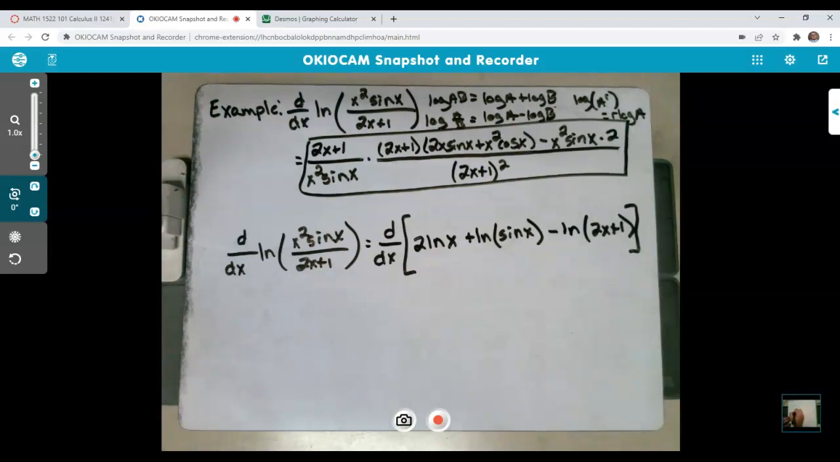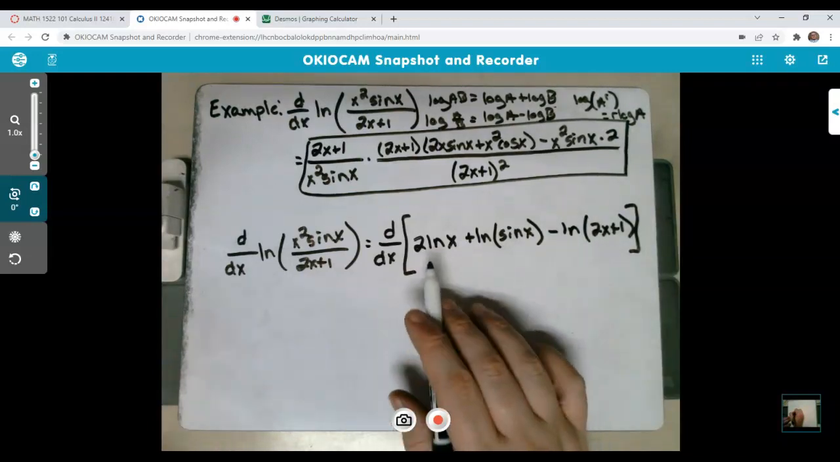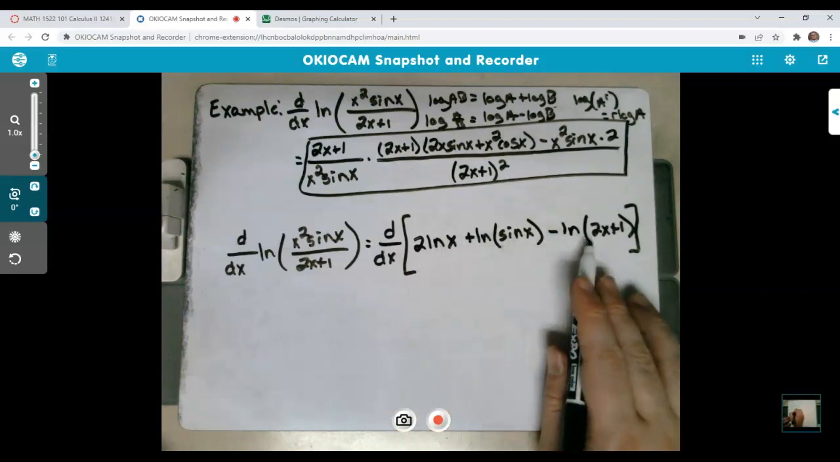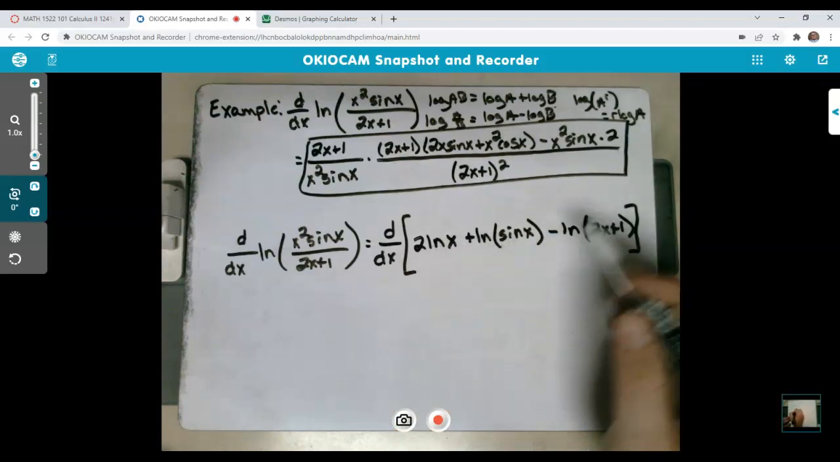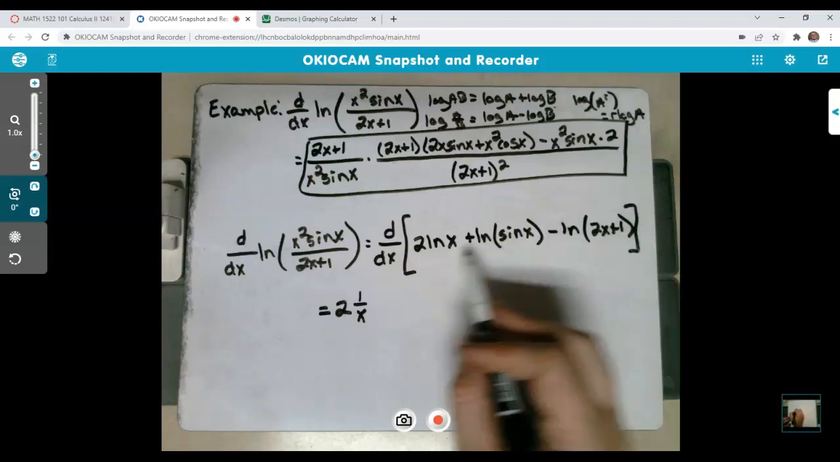Now the reason I might want to do this is because of how simple the derivatives become. Remember, I have 2, so I can just leave that as a 2. The derivative of ln of x, we already said, was 1 over x. So this term, that's done. Moving on over here.